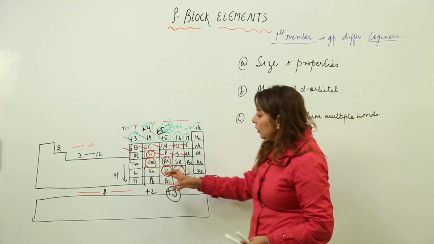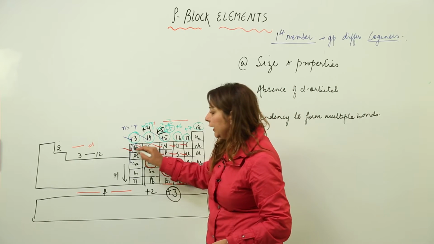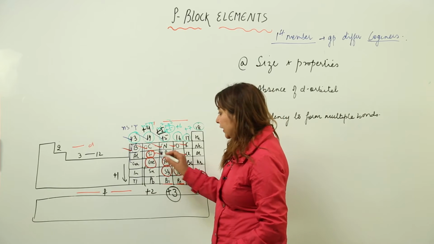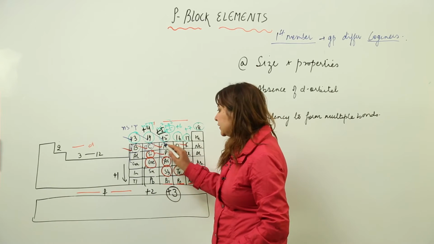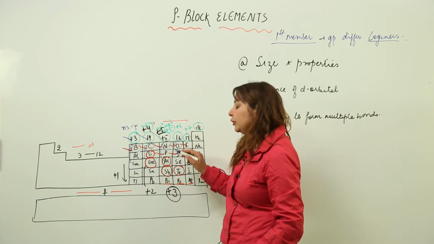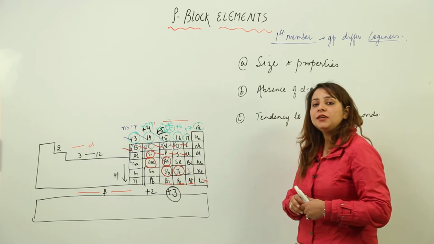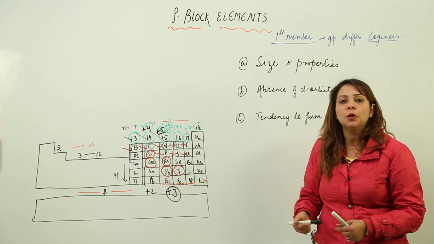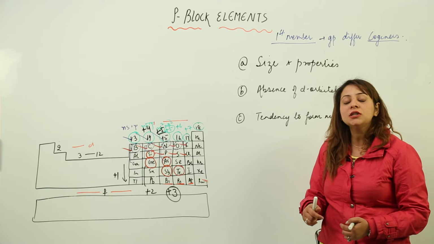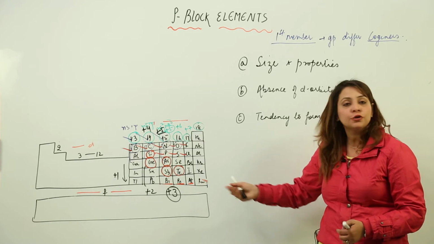If we talk about the boron family, boron shows different characteristics as compared to its congeners. Carbon shows different characteristics, nitrogen shows different, oxygen shows different. That means they behave in a different manner. They have some anomalous properties that are not shown by the rest of the members.